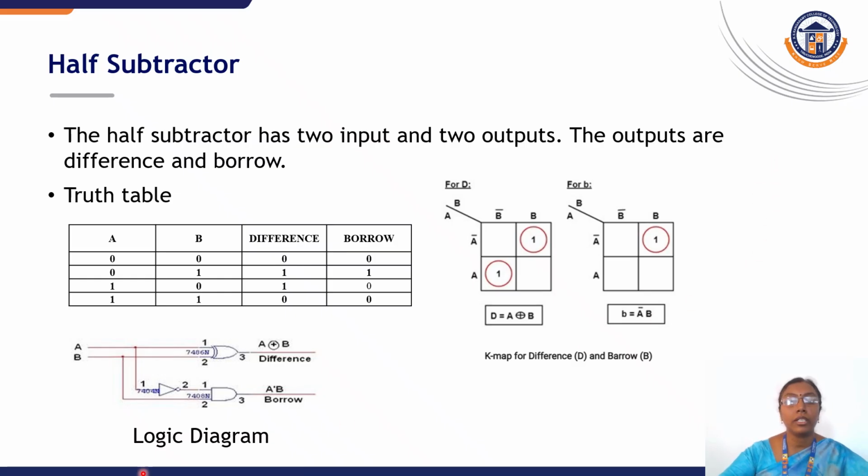0 minus 1. We need to borrow 2 from the next bit position, so that 2 minus 1 is 1. We already have this 1 here, so it will be brought down. This will be the difference and this will be the borrow. So borrow and difference will be given here.